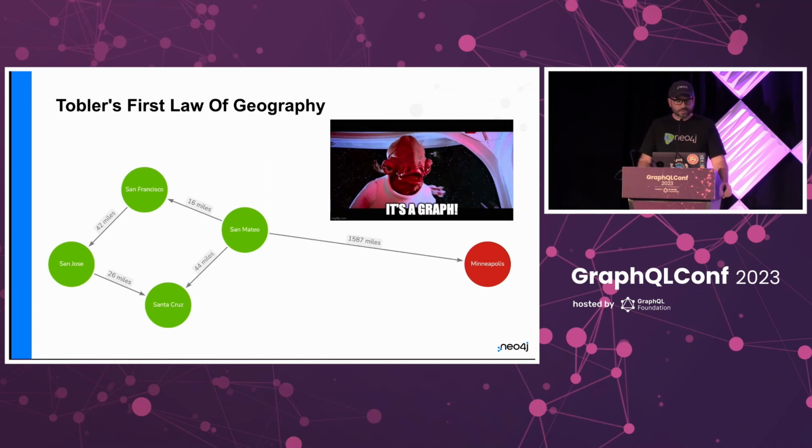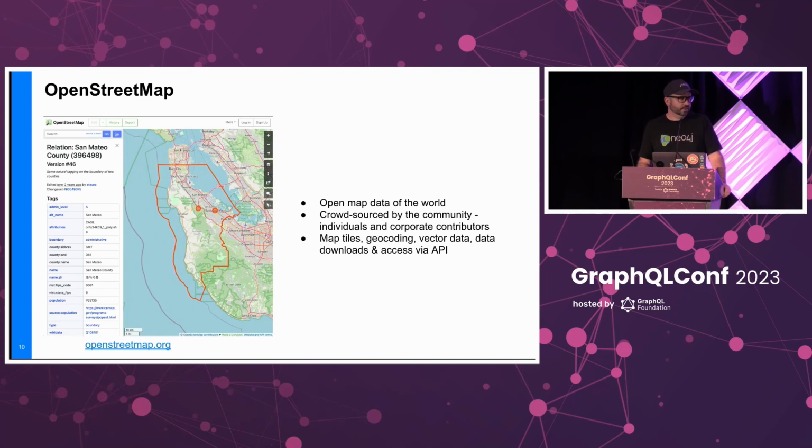Tobler wasn't talking about just distance, by the way. He also meant things like human geography, how culturally similar things are as well. So you can bring your own distance metric to this. But graphs are really everywhere in the world of geospatial data.